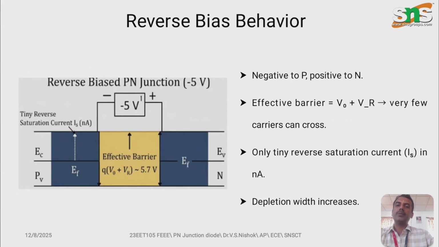So coming to the reverse bias behavior. In the reverse bias, the negative of the supply is connected to the P-type material and positive of the supply is connected to the N-type material. Due to this condition, the negative will attract the holes in the P-type material and the positive supply will attract the electrons in the N-type material. Because of this, the depletion region between the P and N junction will increase its width. So this is why we cannot have any current flow in this reverse bias condition of the PN junction diode.